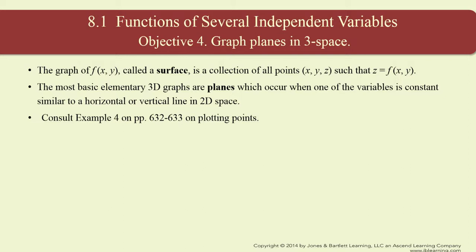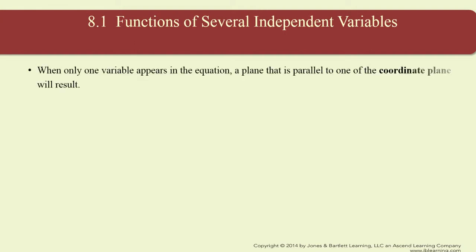If you have an ordered triple x, y, z, if the z-coordinate is positive, you're above the floor. If the z-coordinate is negative, you're below the floor. And if the z-coordinate happens to be 0, well, you're not above the floor, you're not below the floor, you are on the floor. But please consult example 4 on pages 632 to 633, and then give a look at example 5 on pages 634 to 635 on graphing planes. I'm going to be looking at very specific planes that I'd like you to know. So moving on to the next slide.